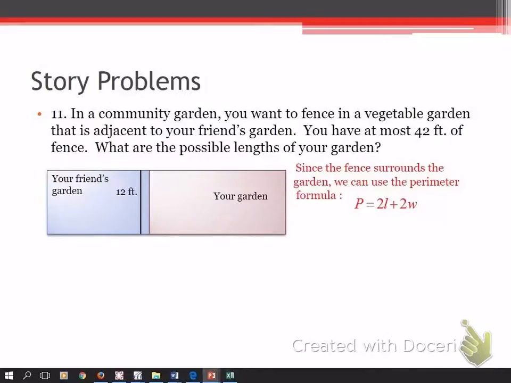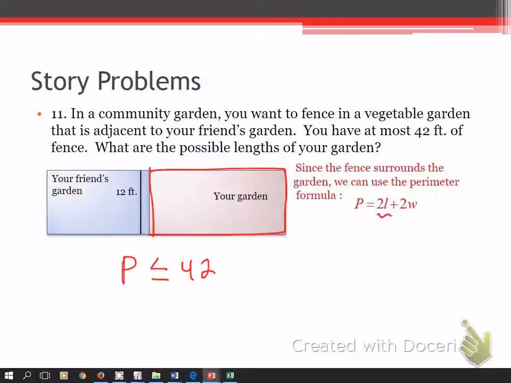In a community garden, you want to fence in a vegetable garden that is adjacent to your friend's garden. You have at most 42 feet of fence. What are the possible lengths of your garden? Well, in order to put a fence up, we have to go around the garden, and that's perimeter. And we only have 42 feet of fence, so our perimeter has to be less than or equal to 42 feet.